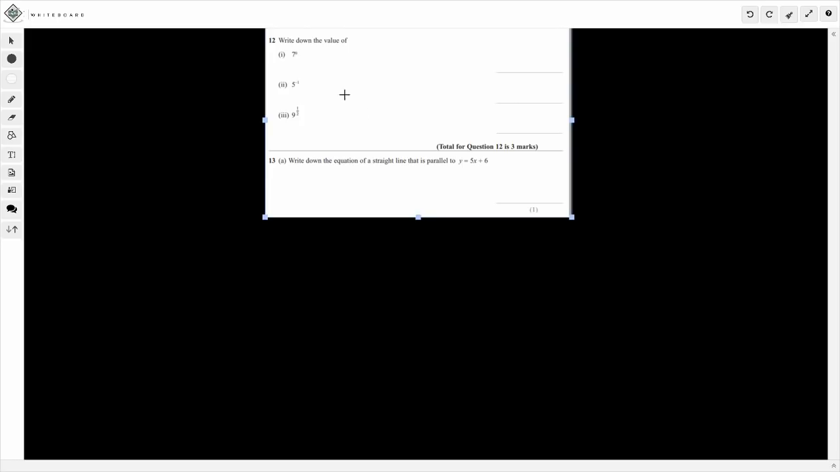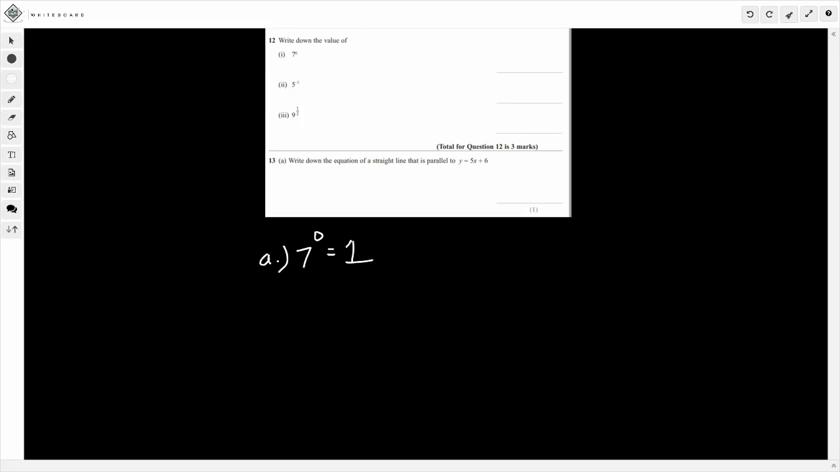So, another question, we're looking at indices. So this is 7 to the power of 0. So you've got to remember this. Let's just change my colour in my pen. So anything to the power of 0 is always 1. So 7 to the 0 is 1.